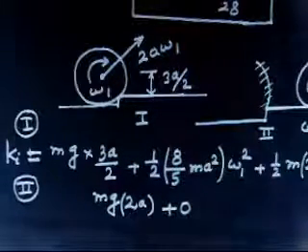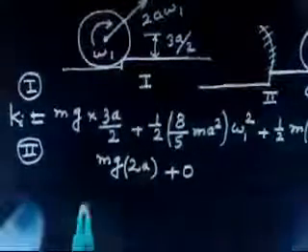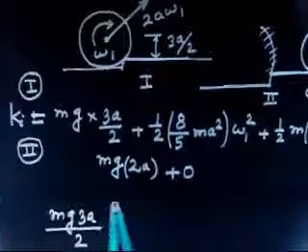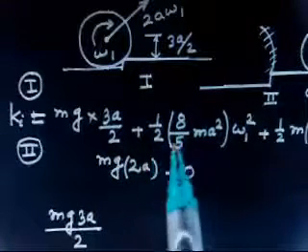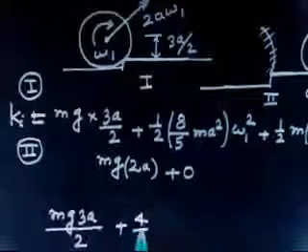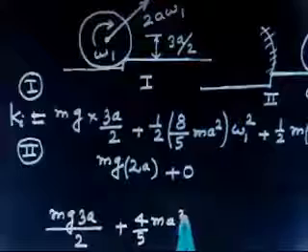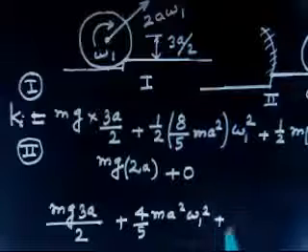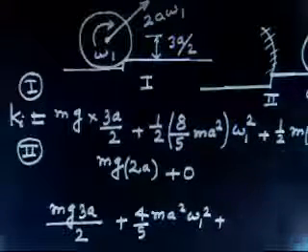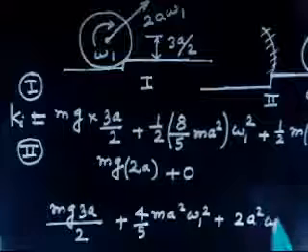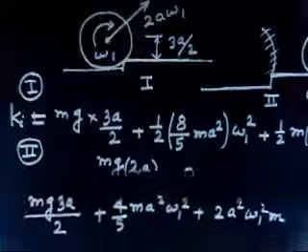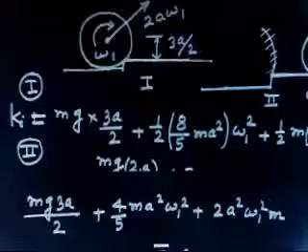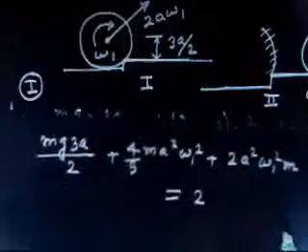So if we do that, we will have something like this. mg into 3a by 2, this is the first term. And the second term we will have 4 by 5 ma square omega 1 whole square, plus this will be 4 by 2, so 2a square omega 1 square into m. So this is the final term you have, and this is equal to the final kinetic energy plus potential energy, that is 2mga.